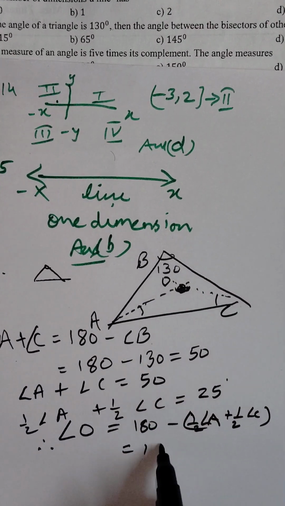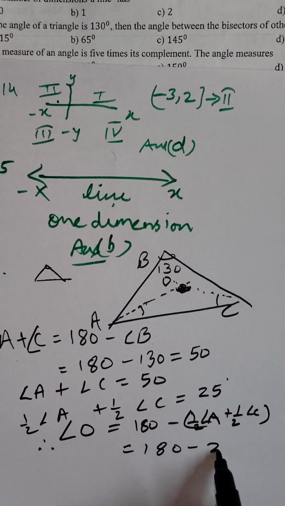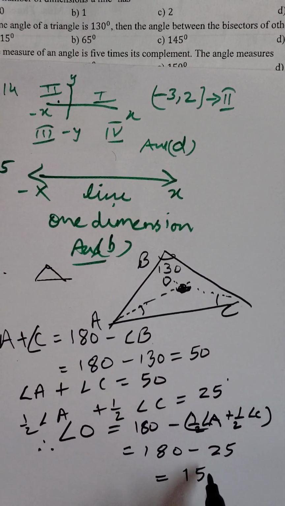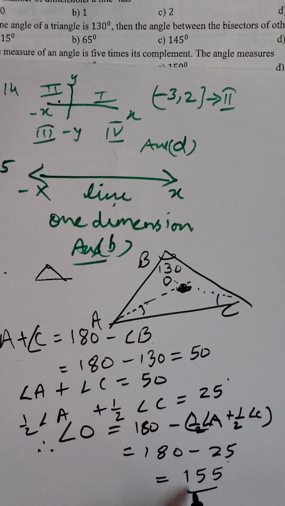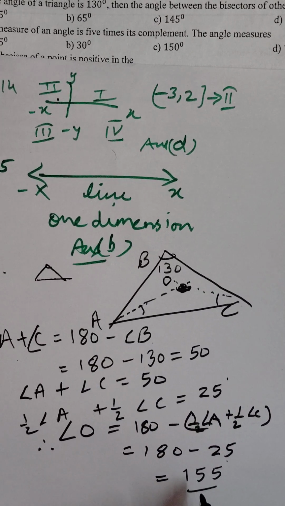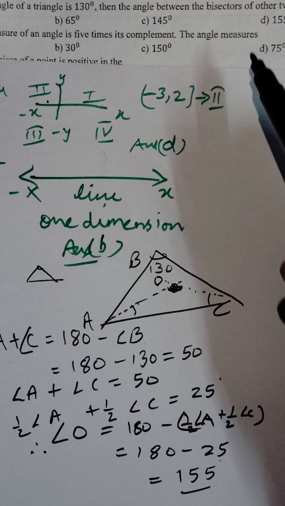So 180 minus half of angle A plus half of angle C, that means 25. So it gives us 155 degree. This is the answer. So we see option D is 155 degree. Option D is 155 degree.